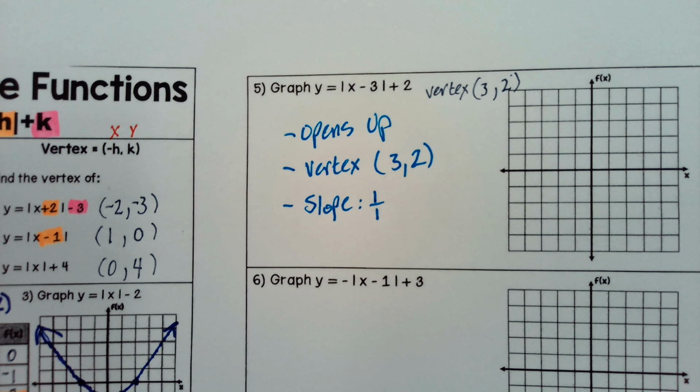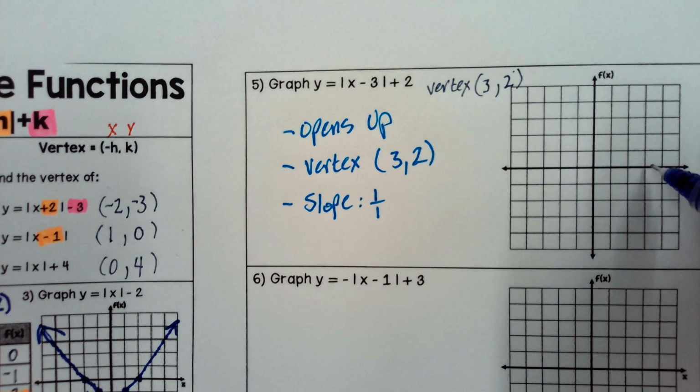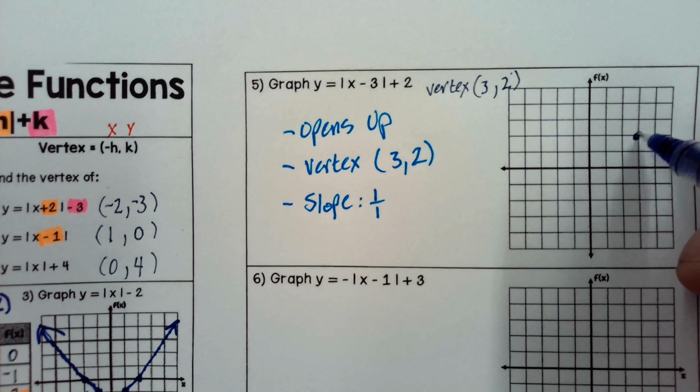You ready? Okay, so write those down. Opens up. Got that. Vertex is 3, 2. Got that. Slope is 1 over 1. First thing you're going to do is find that vertex point. 1, 2, 3, up 2. There it is.